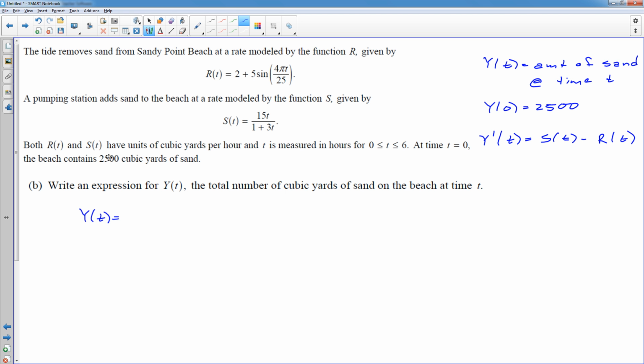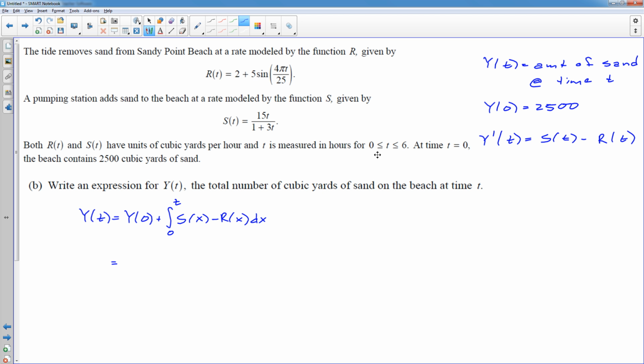Well, here we're going to start with our initial condition. We know that y of 0 is 2,500, so I'm going to start with y of 0, and then we're going to measure the change, which was S of t minus R of t. Now remember, you're not allowed to have the same variable, so I'm going to go ahead and call this S of x minus R of x. And we want to measure that change from 0, which was my initial time, up to some unknown t value. And that's all there is to do with part B.